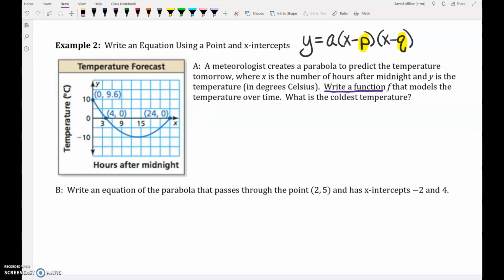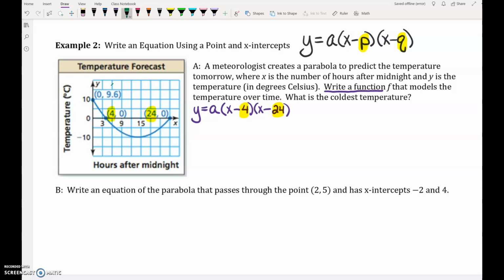So what we need to do is write a function. For your first step, I really want you to just plug in your intercepts. So y equals a times x minus, what's one of our intercepts? 4. Times x minus, our other intercept is 24. So our intercepts are 4 and 24. That's all we plugged in the first step.